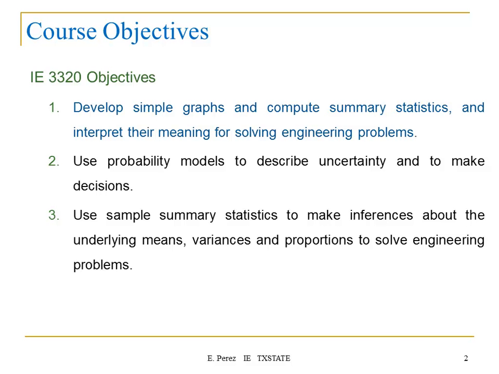You want to use probability models to describe uncertainty and make decisions. And finally, you want to use sample summary statistics to make inferences about the underlying means, variances, and proportions to solve engineering problems. At this point, I don't know if you can understand what those last two objectives will mean, but you'll have a better understanding once we start covering the material. The first objective, we're going to start learning about those topics today.